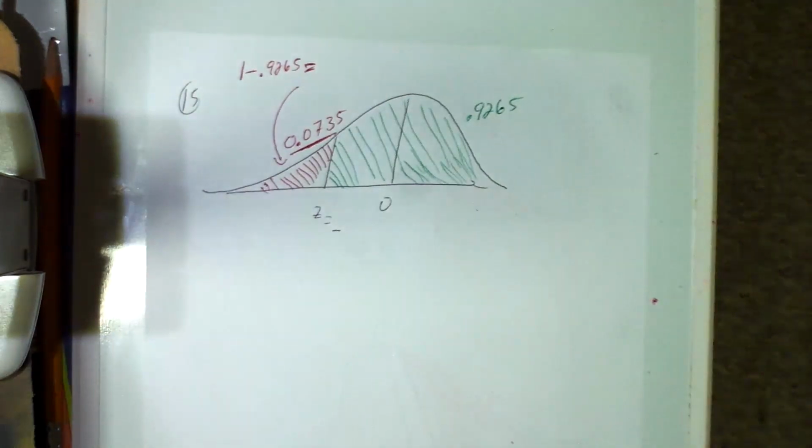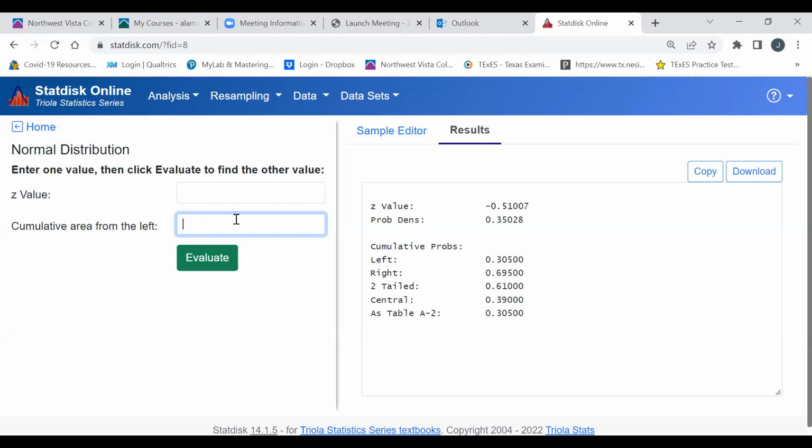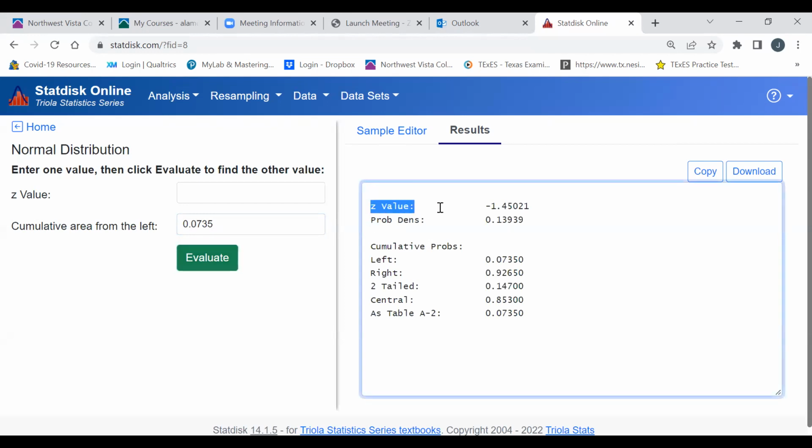All right, let's see if it's correct. It's going to be a negative. I'll go to StatDisk. I'm going to put 0.0735. And sure enough, look at that. It is negative 1.45021. Okay, now that's how you would do it the long way.